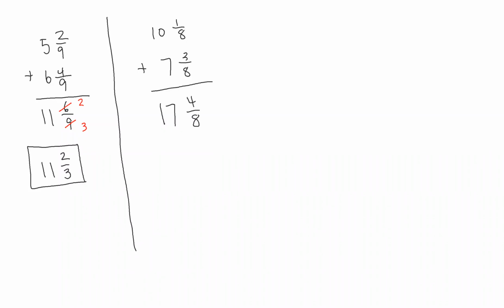And then this fraction 4/8, two things you have to check. Is it proper? Yes. 4 is less than 8. Is it reduced? No. 4 and 8 have a 4 in common. So divide the 4 out. 4 divided by itself is 1. 8 divided by 4 is 2. So my final answer here, 17 1/2. That's it.